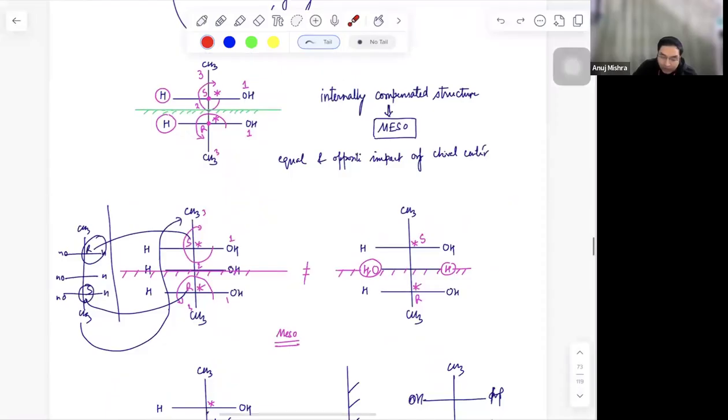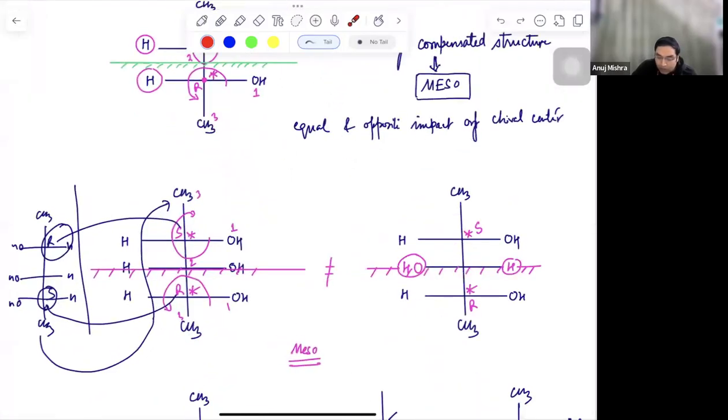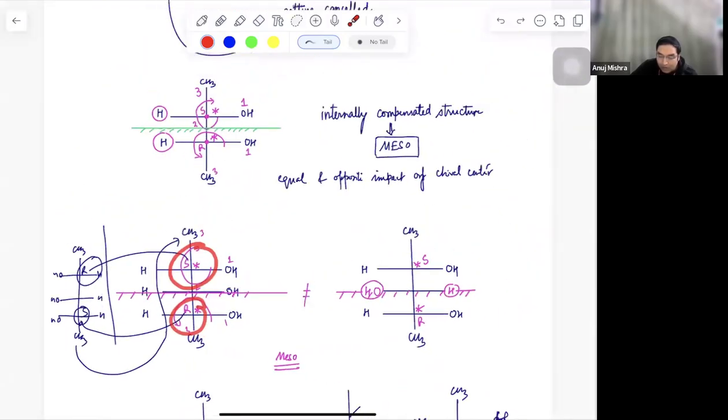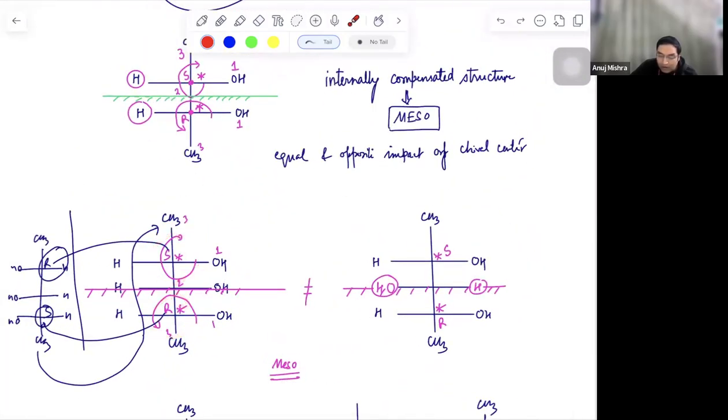Now look at this structure. Top one is S, lower one is R. Okay. And now we are keeping this as S and R. I'm just changing the middle one. Are they the same? Are they the same structure?